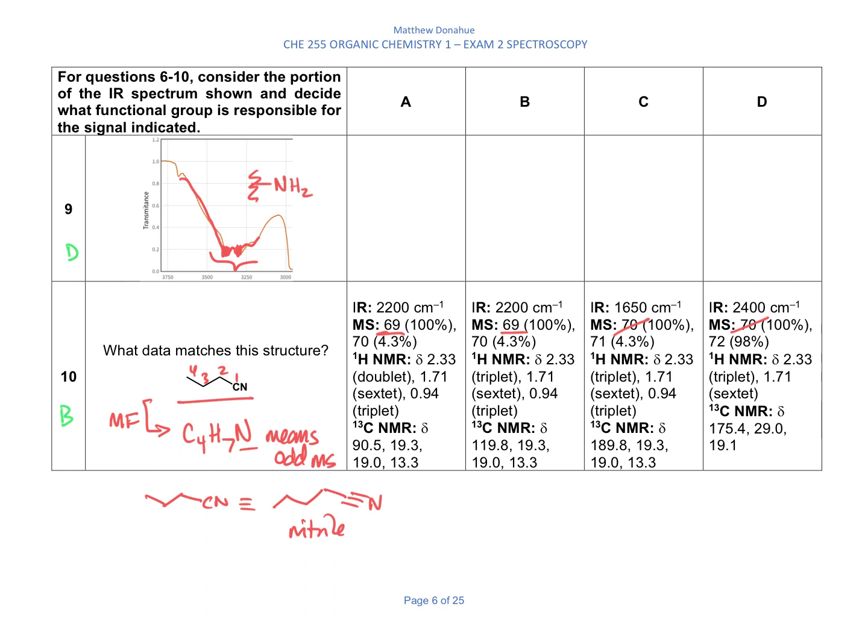I think I added 1 too many carbons there. Let me just erase this last one. So triple bond, that's in region 2, so 2200. Both have that, A and B, so we can't eliminate anything just yet.